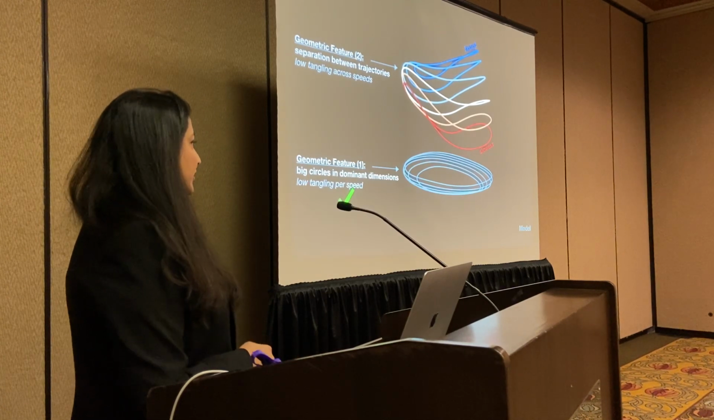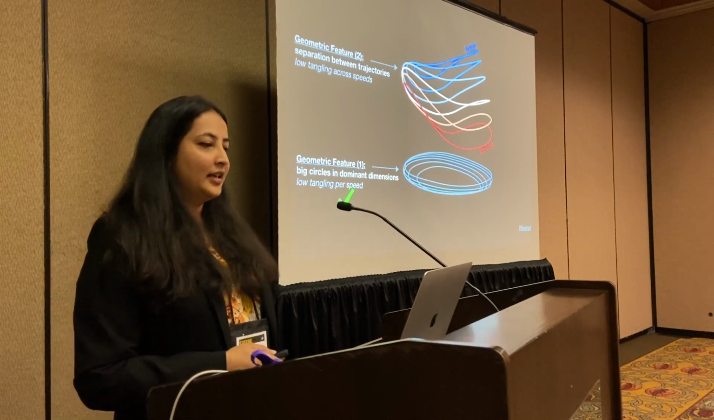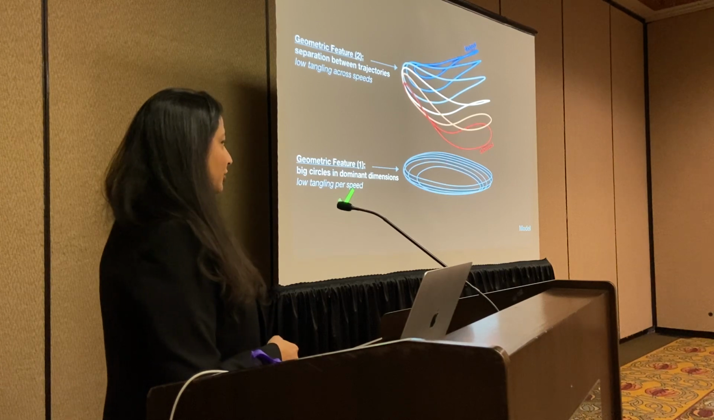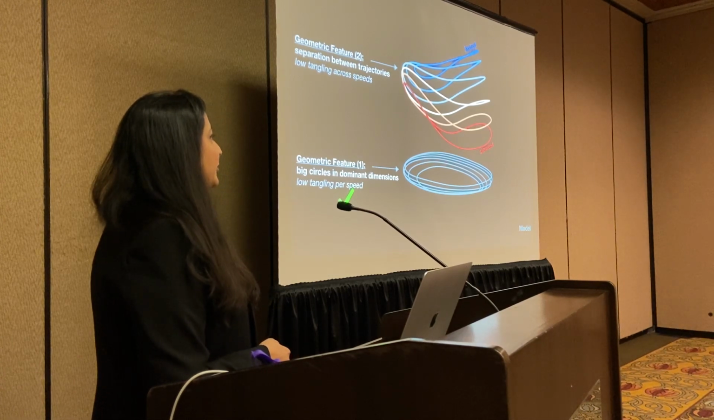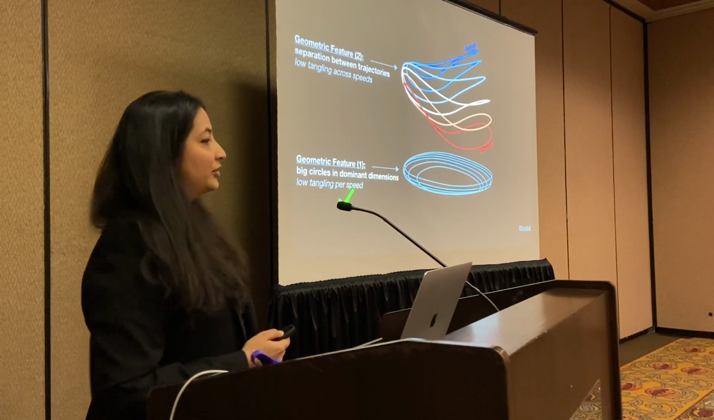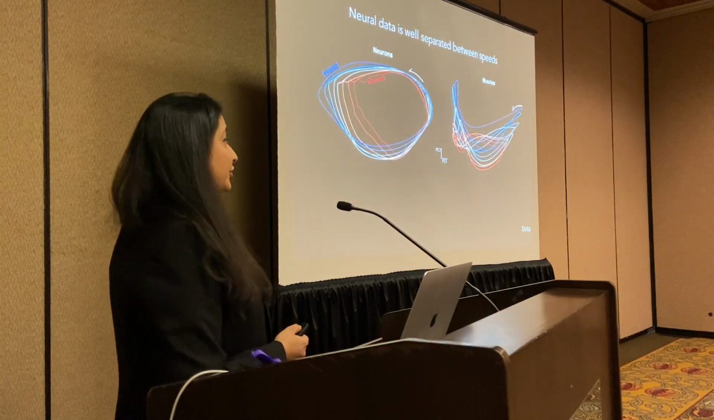And you also see the low tangling per speed. Now remember, if these were exactly the same trajectories overlaid with each other in high D space, we would have that problem of trajectory tangling. So we expect now a separation between trajectories. Let's see if that's actually true in the data.